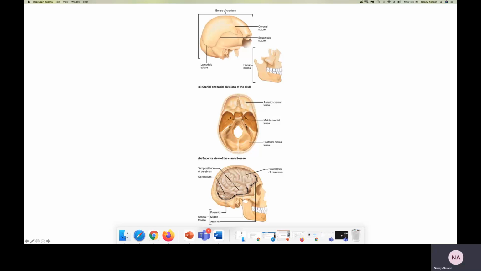This landmark in through here, which we'll talk about again, is known as the sella, S-E-L-L-A, turcica, T-U-R-C-I-C-A, Turkish saddle, gotta call it sella turcica, and that is where the pituitary will sit. And that just shows you the brain seated within the cranial cavity.